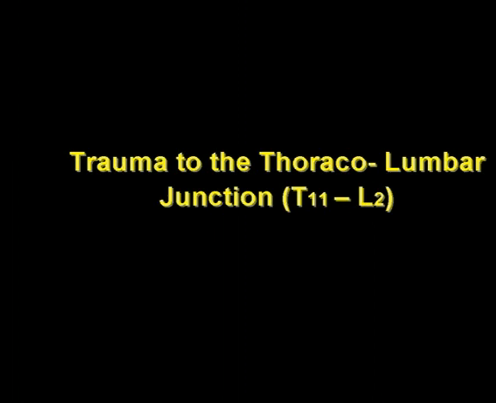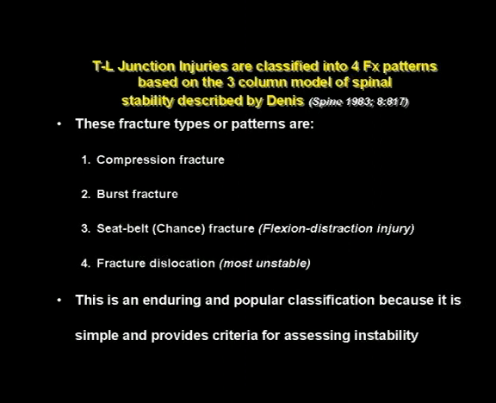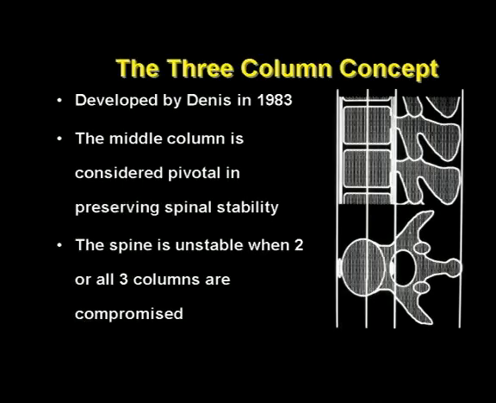Let's talk about the thoracolumbar spine very quickly. There are 4 types of fractures, which are very easy to remember. Many orthopedists know these. This is derived from the work of Dr. Denis. In Iowa, we call him Dennis. Compression fracture, burst fracture, seatbelt fracture, and fracture dislocation. This classification was created in 1983, but it is enduring, and it is helpful because it is easy, and it tells you a little bit about instability.